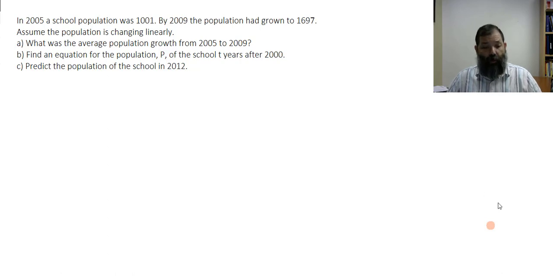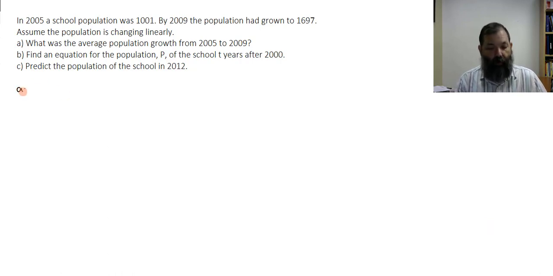In 2005, a school population was 1,001. By 2009, the population had grown to 1,697. Assume the population is changing linearly. What was the average population growth from 2005 to 2009?